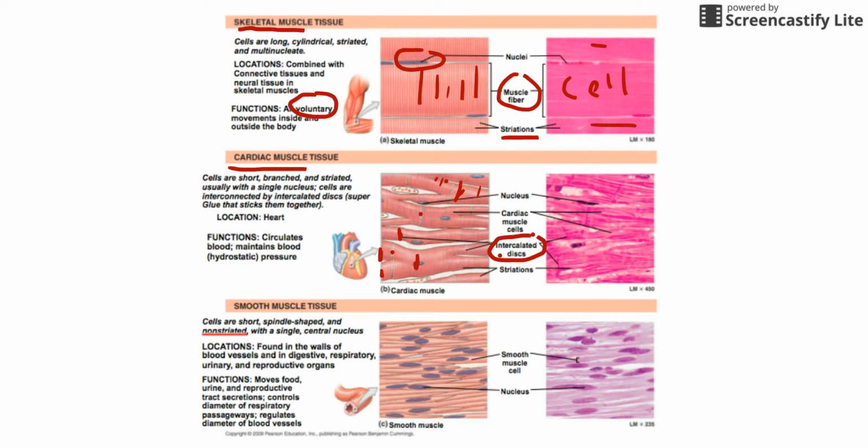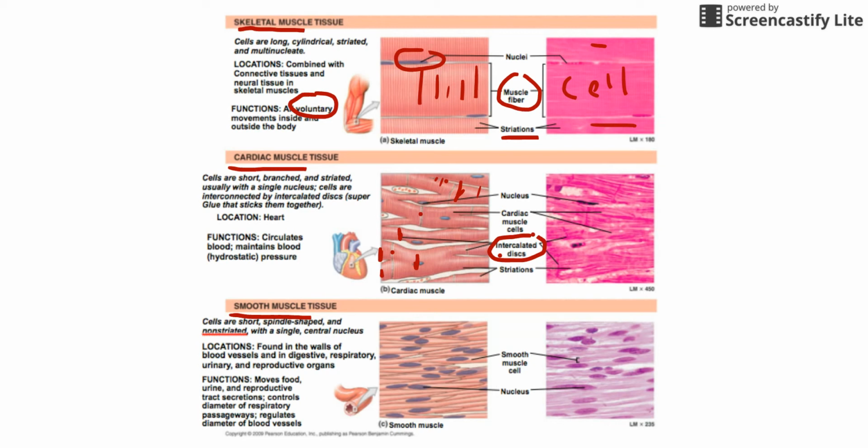Alright, and the last one, smooth muscle. Okay, now smooth muscle gets its name because it doesn't have these striations. Notice there's no stripes going up and down on these. They don't have the stripes, okay? So it actually gets its name because it does not have that, okay? It is involuntary, okay? So it's involuntary just like the cardiac muscle, involuntary.